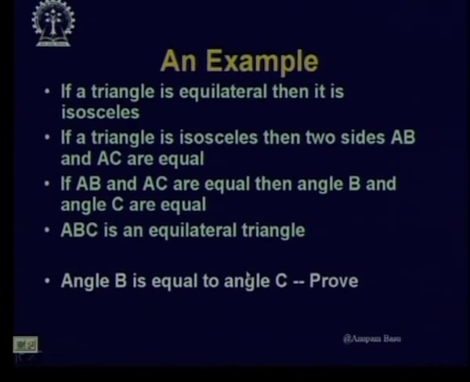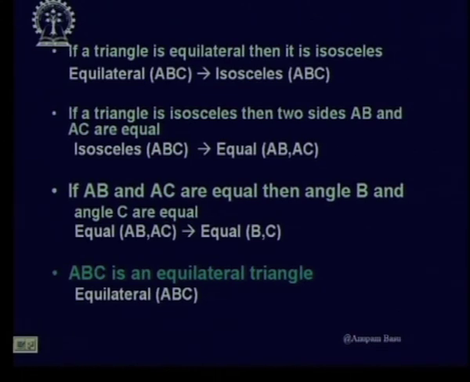So, the same old example: if a triangle is equilateral, then it is isosceles. If a triangle is isosceles, then the two sides AB and AC are equal. If AB and AC are equal, then angle B and angle C are equal. ABC is an equilateral triangle, and we are supposed to prove angle B is equal to angle C.